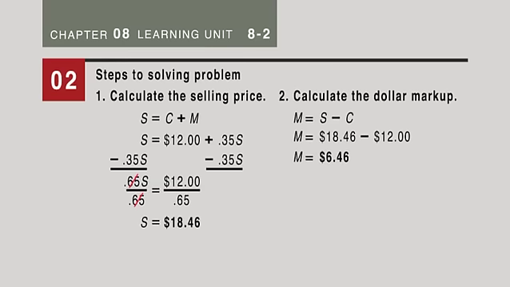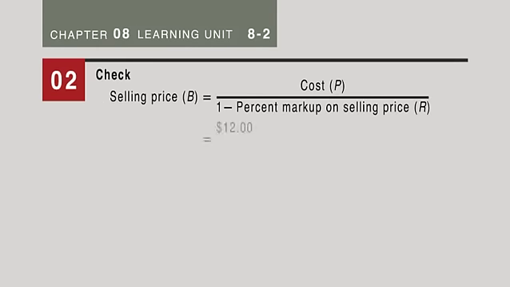$6.46. We can check this by taking the cost of $12 divided by 1 minus the percent markup on selling price of 0.35. So we get 12 divided by 0.65, and we get $18.46.